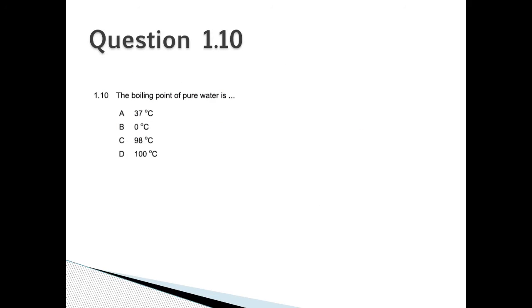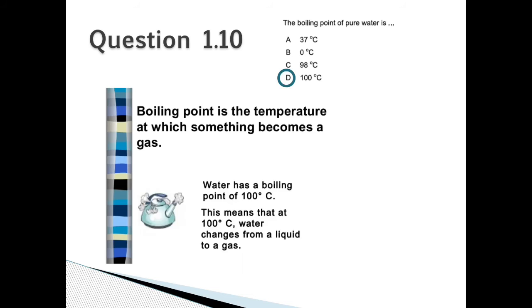Question 1.10. The boiling point of pure water is A, 37 degrees Celsius, B, 0 degrees Celsius, C, 98 degrees Celsius, or D, 100 degrees Celsius. The boiling point is a temperature at which something becomes a gas. Water has a boiling point of 100 degrees Celsius. This means that at 100 degrees Celsius, water changes from a liquid to a gas. So the answer is D, 100 degrees Celsius.